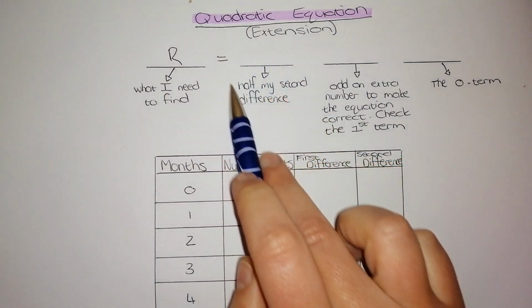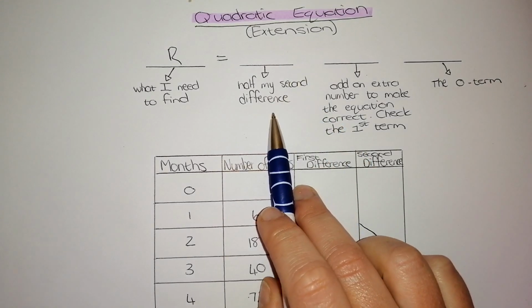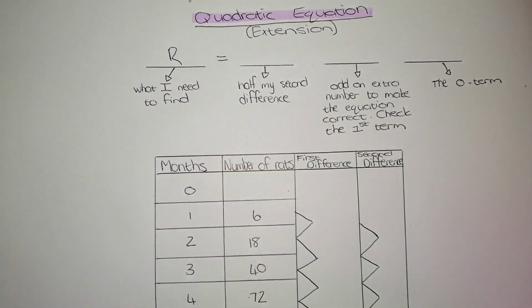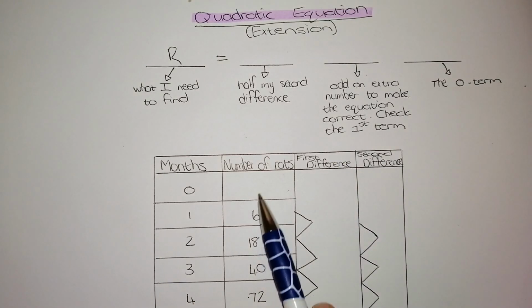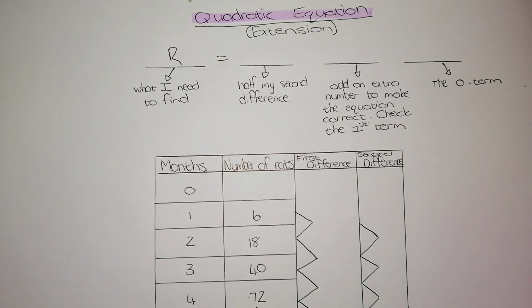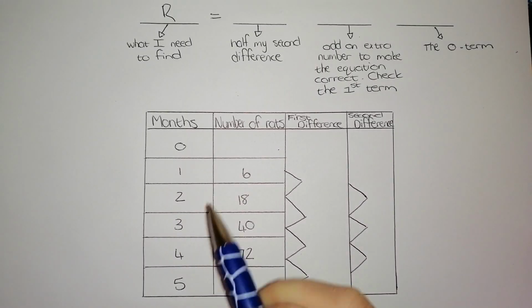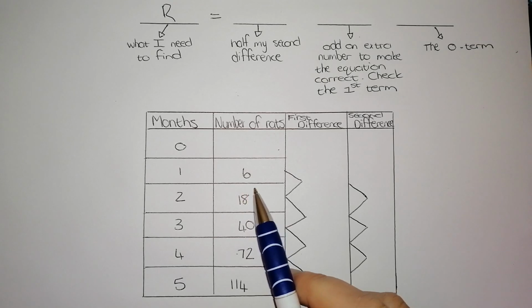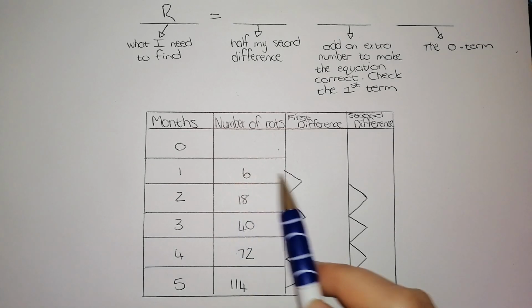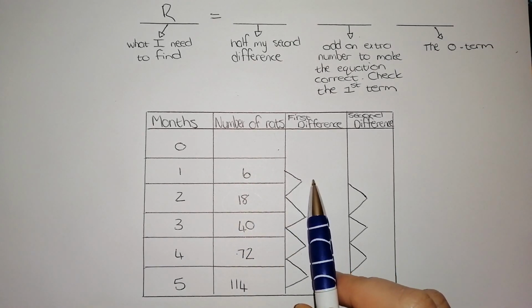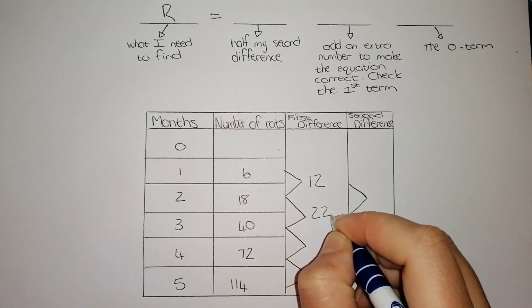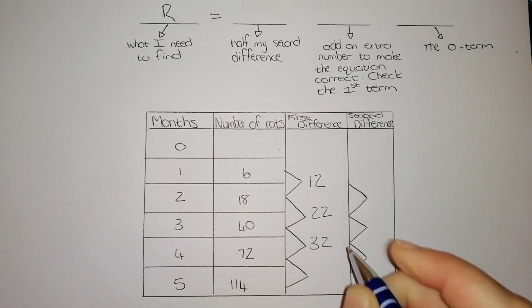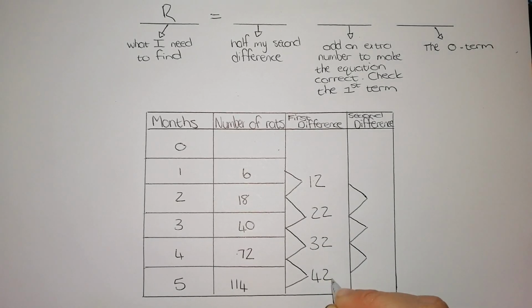The first term after my equal sign is half of my second difference. For me to be able to find the second difference, I need to first find the first difference that I worked out through these terms, and then I can find the second difference. If I look at the table given, we need to take the larger number and subtract the smaller number to find what the differences are. So the first one, 12, 22, 32, and 42.